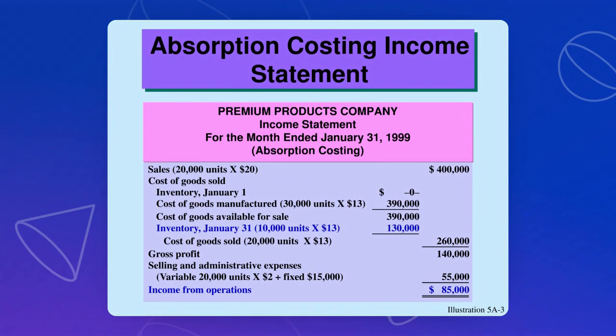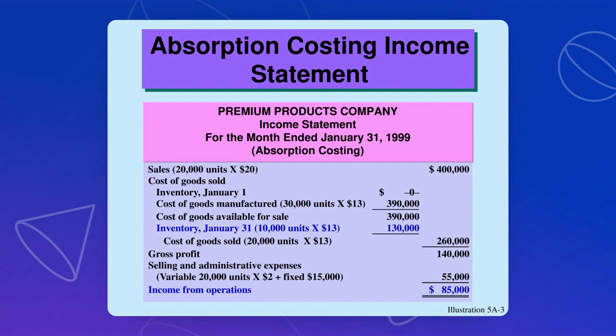Okay. Go first with the absorption costing income. So, Premium Products Company income statement for the month ended January 31. Okay. So, sales of 20,000 at $20, so 20,000 times 20, you have 400,000. And you have also here cost of goods sold. Cost of goods manufactured is 30,000 times 13. What is 13 here? 13 here is basically your product cost, di ba? Yung sa kabila naman ay 9.